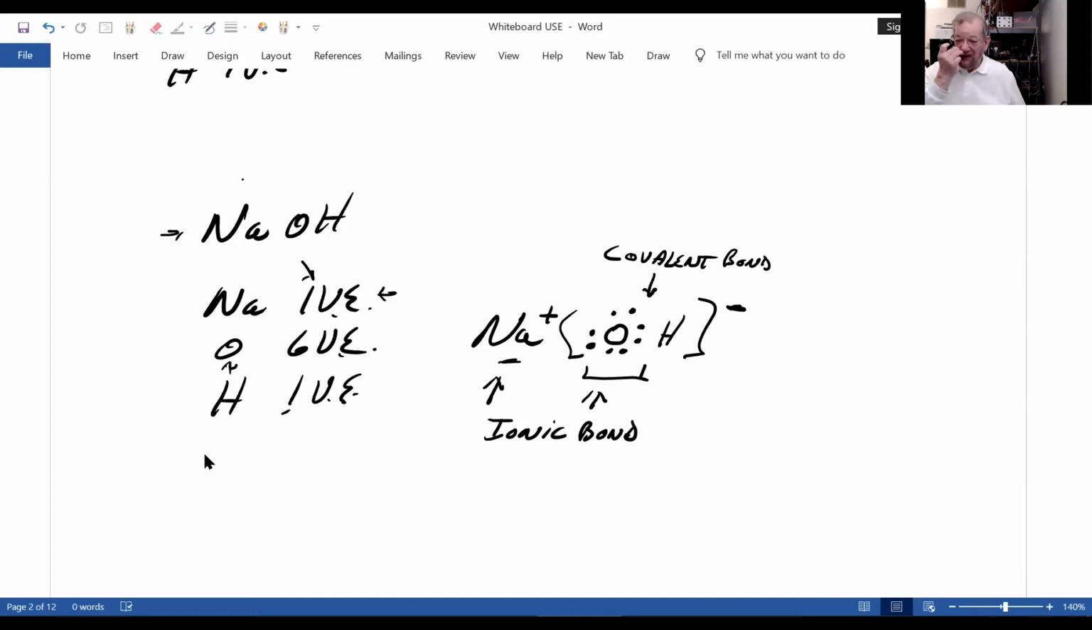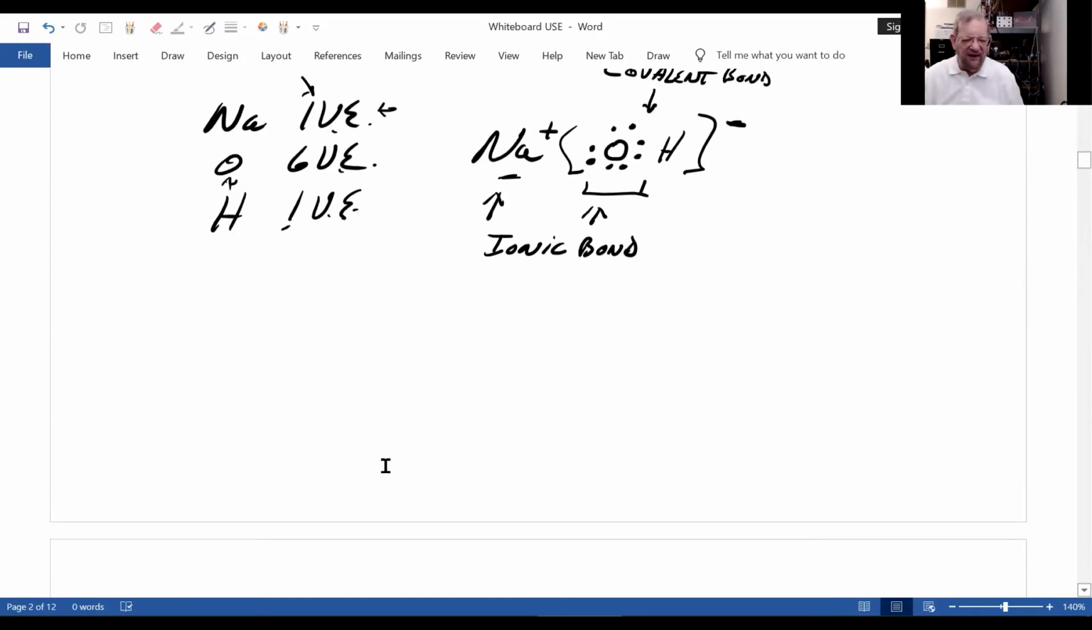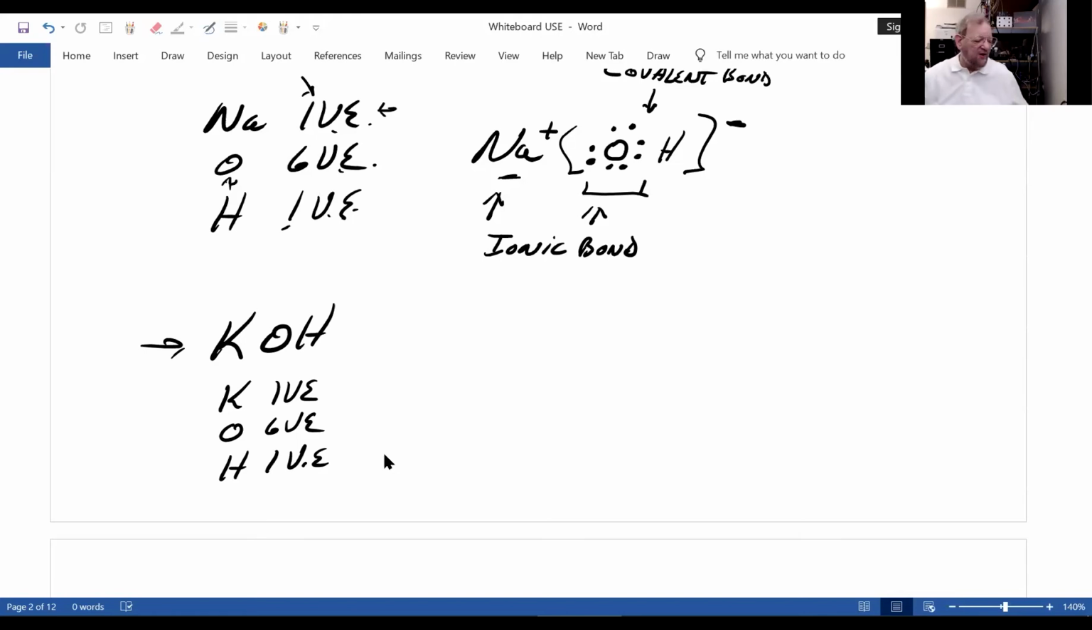Okay, and that's how you do it. Let's try another one of these. Why don't you try potassium hydroxide, which has the very old name of potash, because it was originally found in the ashes under the pot you used to cook with when you had a fireplace. The question is, draw the Lewis structure for potassium hydroxide, KOH.